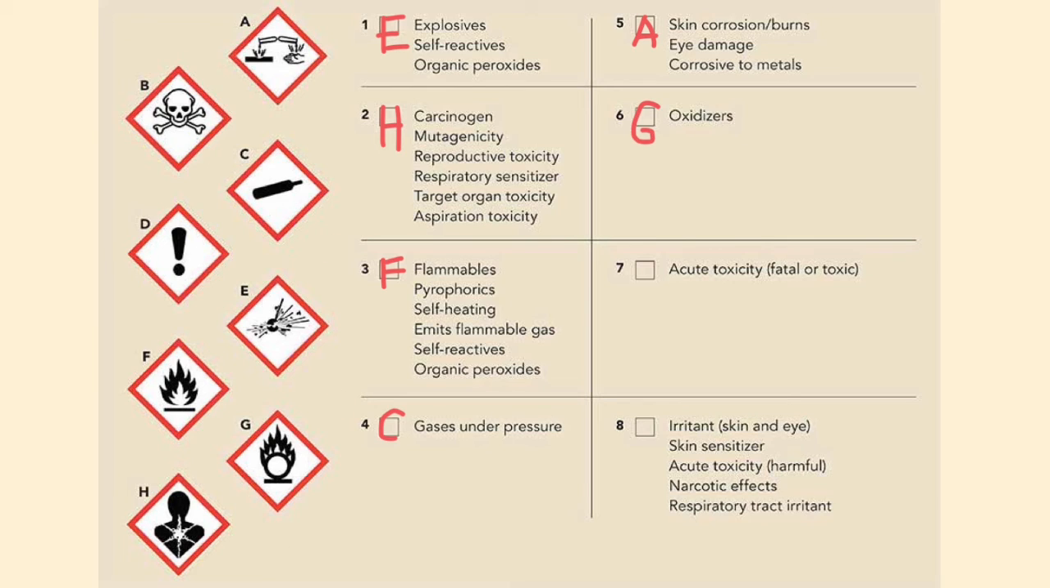Next, acute toxicity, fatal or toxic. And out of all these labels, label B means acute toxicity, fatal or toxic. So variant B. And we are left with only one label, which means irritant to skin and eye, skin sensitizer, acute toxicity, harmful but not fatal, narcotic effects, and respiratory tract irritant. And this is variant D. So this symbol means fatal, this irritant. Our last answer is going to be D.